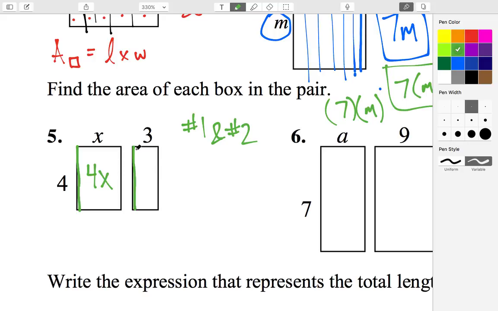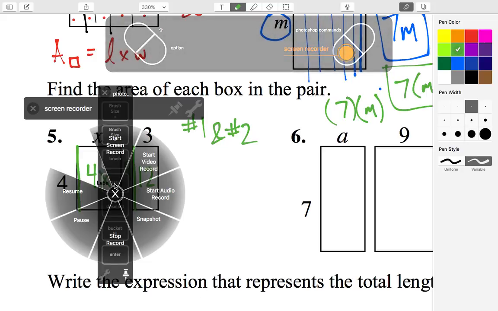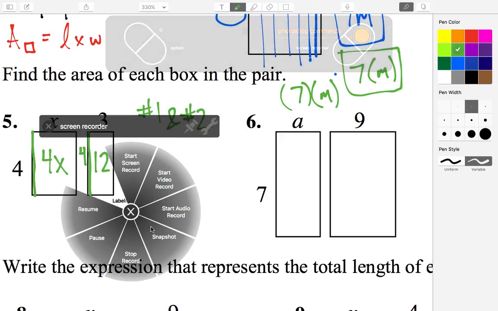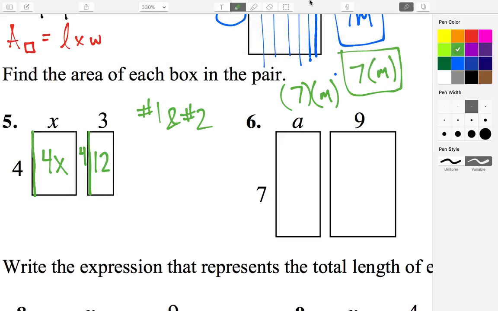Now over here, what is this one? Well, the height is the same, so I should know that this is a 4 for the height. Now what is 4 times 3? 12. Okay, so we have this 4x here and a 12 here.